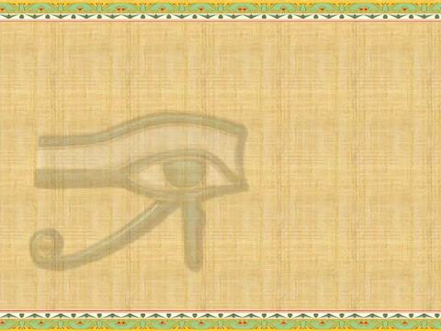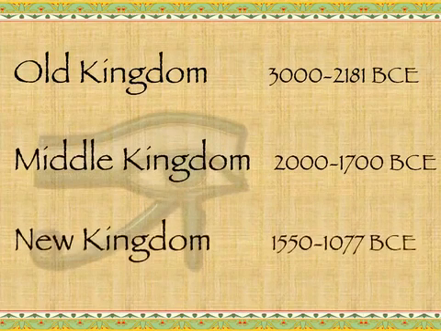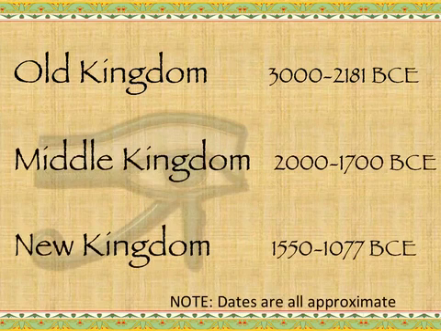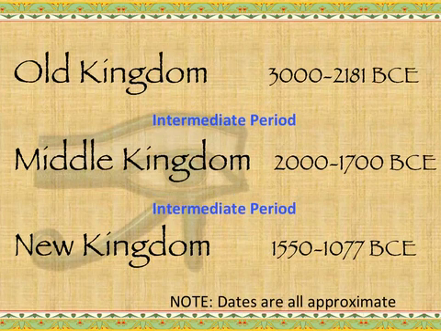Ancient Egypt is divided up into three time frames: Old Kingdom, Middle Kingdom, and New Kingdom. The dates are approximations and vary between historians. Additionally, in between each kingdom is what we call an intermediate period. These periods represent times of unrest in Egypt, times that eventually bring about great change.